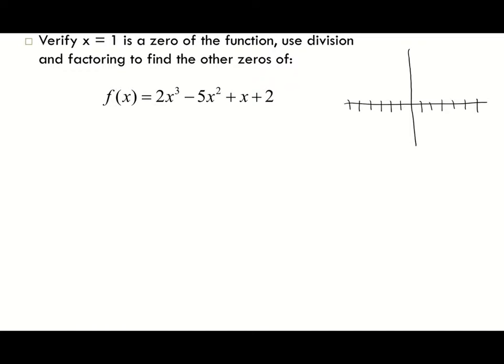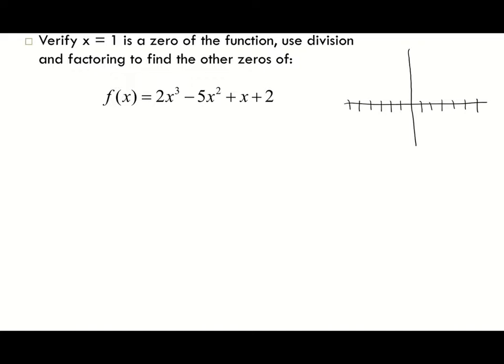Here's another example of, given a zero, find the remaining zeros. We're going to do this through synthetic division and factoring. After we've done that, we're going to go ahead and graph the function using our x and y intercepts. So our example here is: verify x equals 1 is a zero of the function. Use division and factoring to find the other zeros.